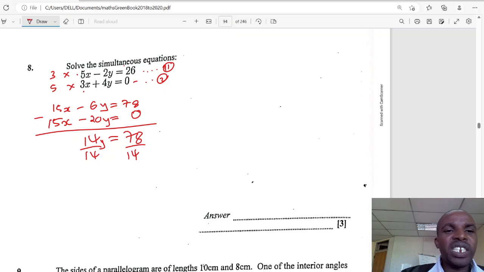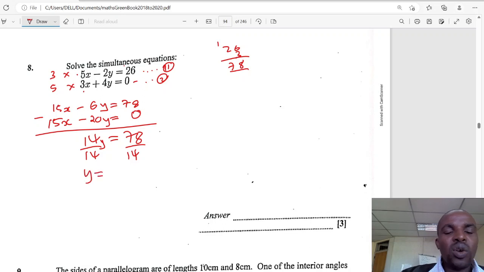3 times 5, 15x. 3 times 2, minus 6y. Then 3 times 26. 26 times 3 is 18, 8 carry 1. So it's 78. That's correct. Right, so you can say 78. Let's reduce by minus 6 minus 20. It's 20 minus 6, which is 14. That's correct. 78 minus 0 is 78. That's correct. So you can simplify by 2 here.